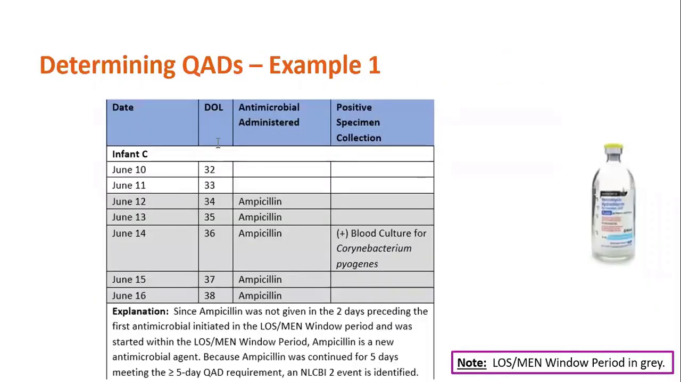On the screen, you will see an example of infant C. The Corynebacterium pyogenes blood culture on day of life 36 creates a June 12th through June 16th late onset sepsis min window period. Because ampicillin was not given in the 2 days preceding the first antimicrobial initiated in the late onset sepsis and meningitis window period and was started within the window period, ampicillin is considered a new antimicrobial agent. Because the ampicillin was continued for 5 days, it meets the 5-day QAD requirement and an NLCBI2 is cited.